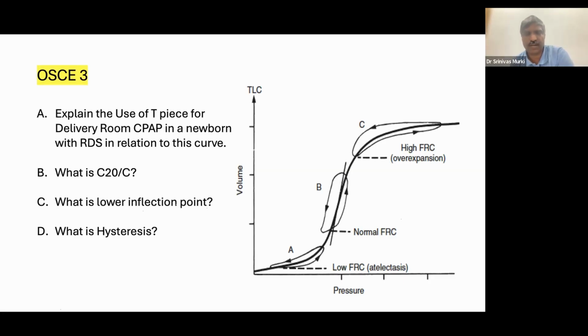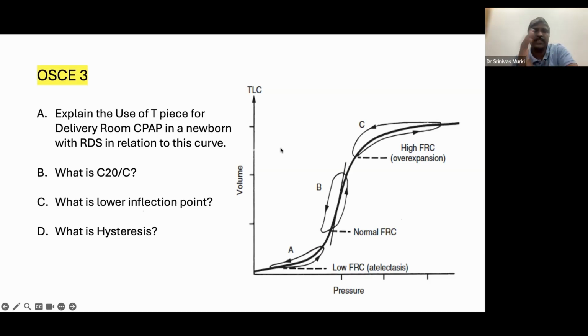And what is hysteresis now? What is hysteresis and why is it there? Wonderful. It is a difference in volume during inspiration and expiration. Not the tidal volume, it is the lung volume. During inspiration and expiration, the curves do not overlap. Very good. They are not like this. So you'll always see that the curve is like this.